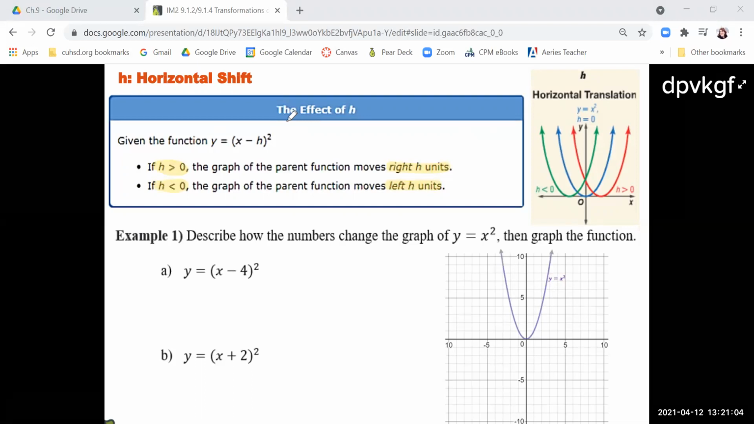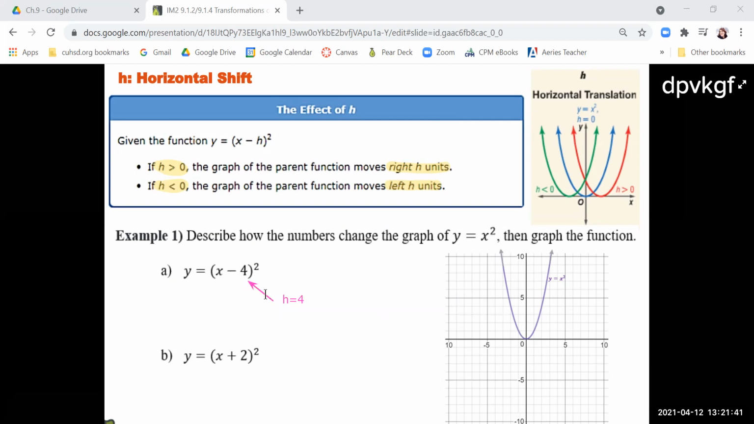Now this is where it gets a little bit weird. Notice how the equation has a minus sign here. That affects the way that we read the numbers in our equation. So in this problem, in part A, we're going to describe how the numbers change the graph of the parent function y equals x squared, and then we're going to graph it. This x minus 4 actually tells us that our h value is positive 4. This is the weirdest one of all, so we're starting with it.